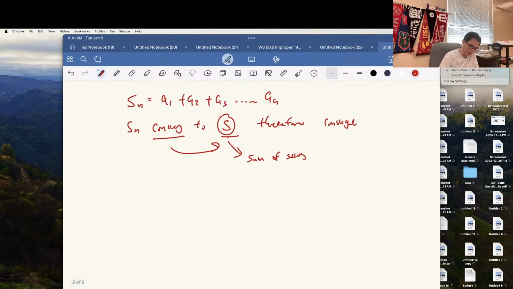So I'm going to give you a notation here. S is equal to the summation of n equal to 1 to infinity of a_n. That basically means you want to add up every single term to infinity. Now, if S_n diverges, then the series diverges.